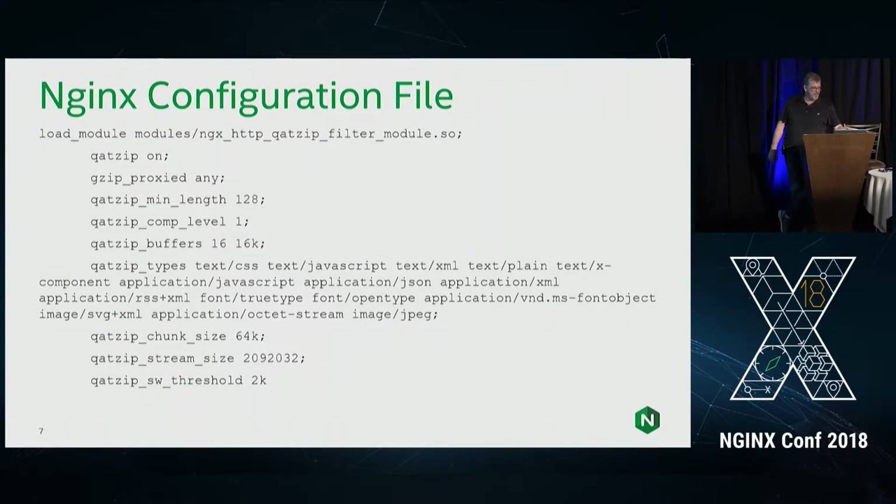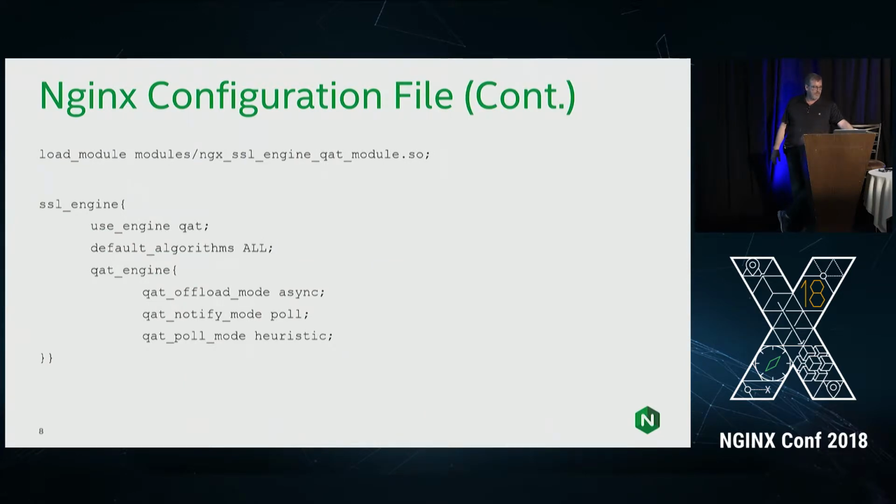So for the SSL, this is a little bit simpler. This is how we load our engine module. We again have a shared object, and we integrate with the SSL engine, and we just put the parameters in there. For the engine, we're saying use the QAT engine. We're going to do it in asynchronous mode.